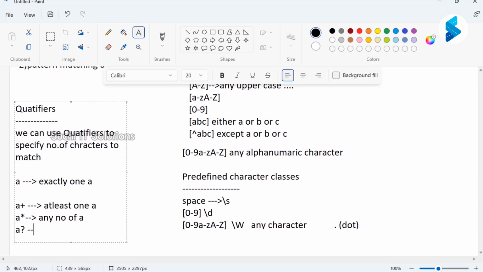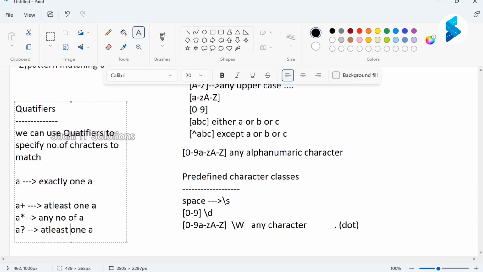Next, the question mark. What does the question mark symbol mean? At most one a. Then for the plus, at least one a is required. If you have more than that, it's fine, otherwise at least one a. This is the way you can specify it.